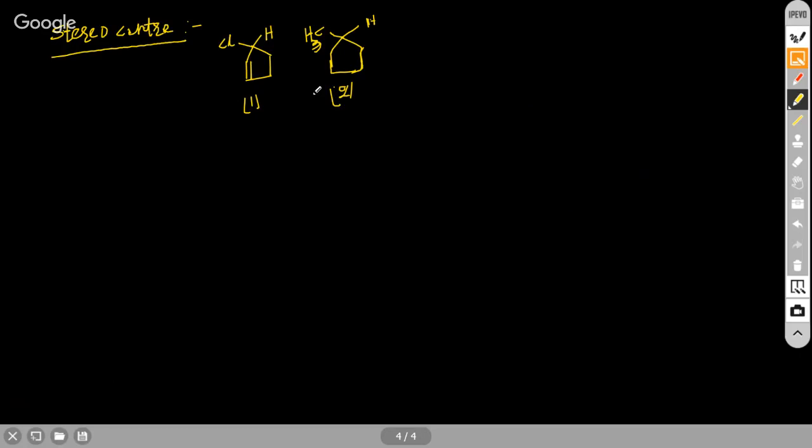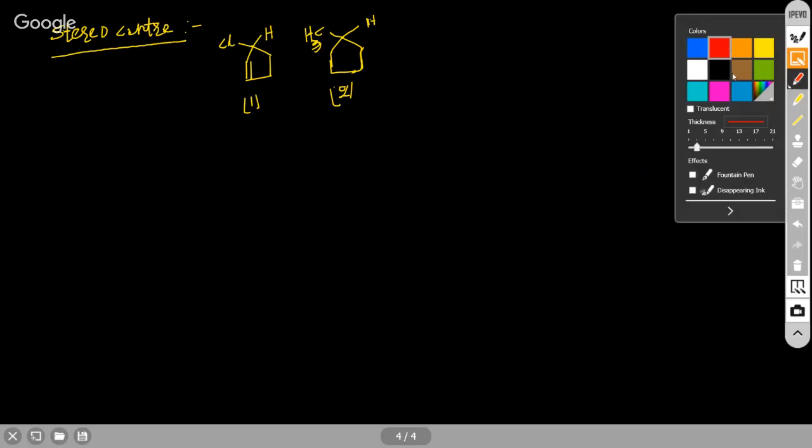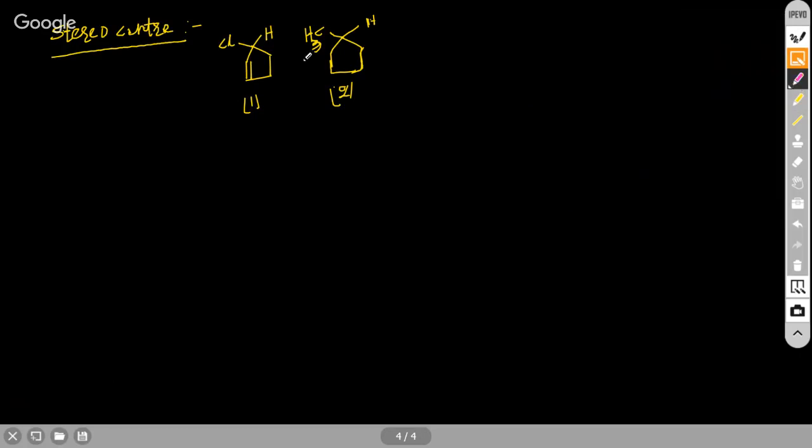In the first one, yes, we have a chiral center, because first of all, we have to find an sp3 hybridized carbon. Yes, this carbon is sp3 hybridized, with chlorine and hydrogen, two different atoms, attached here.